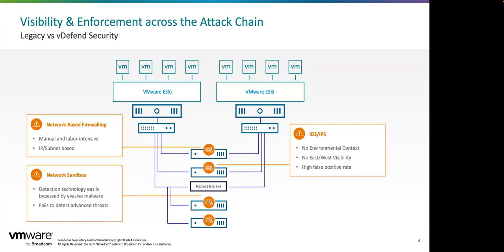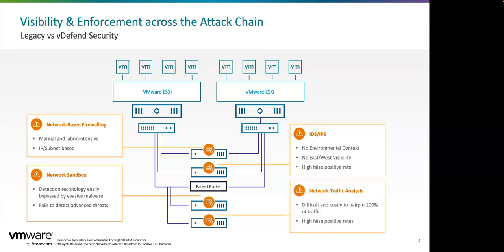If we want to get some more advanced security services and introduce a packet broker to get network sandbox, we now add more physical appliances to the network. The downside here is the detection technology is easily bypassed by evasive malware, and oftentimes they fail to detect advanced threats. And then finally, your network traffic analysis. The physical devices that traditionally do network traffic analysis are difficult and costly as they hairpin 100% of the traffic to a particular device and often have high false positive rates.